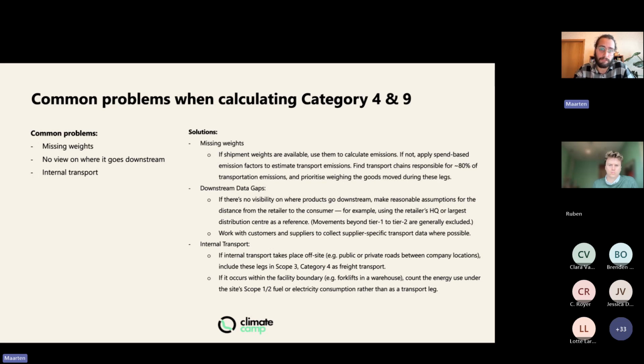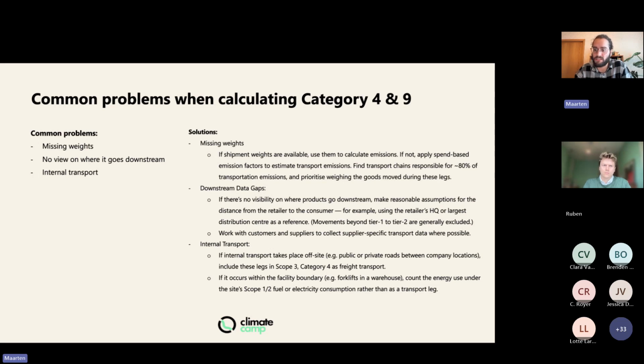We don't have access to weight information. There we always apply the same methods. We do an emission factor calculation based on spend-based emission factors. And then where shipment weights are available, we use that. But where there are no weights available, we check, okay, what is the transportation responsible, or what are the routes responsible for 80% of emissions, which are the products responsible for 80% of emissions, and then try to do weighing of these goods.